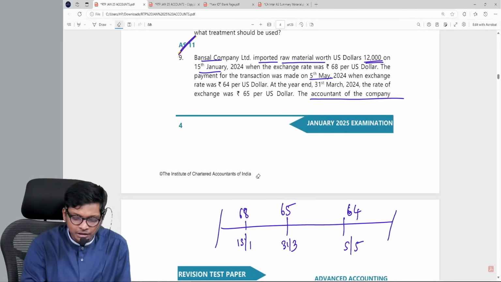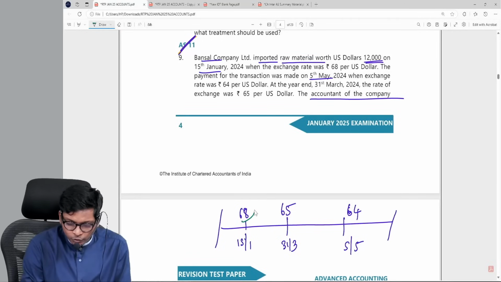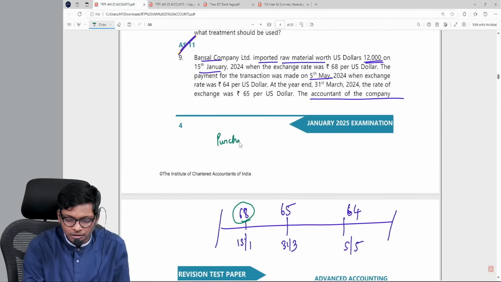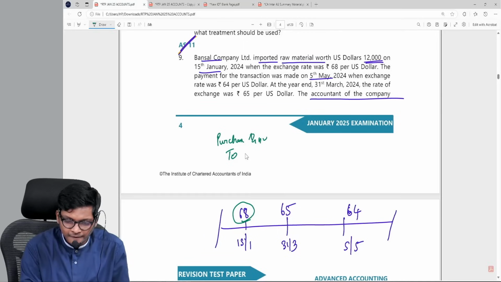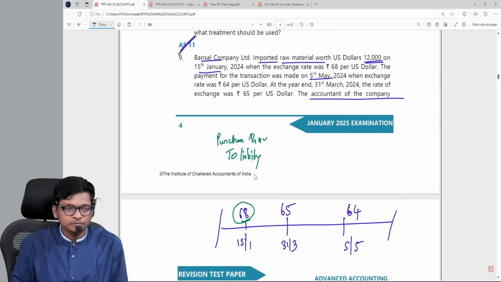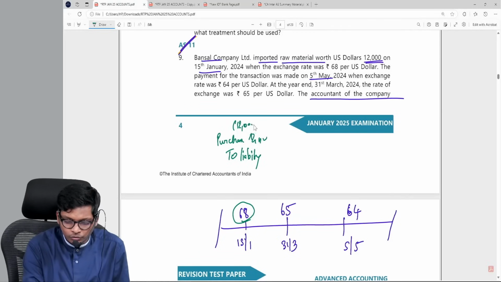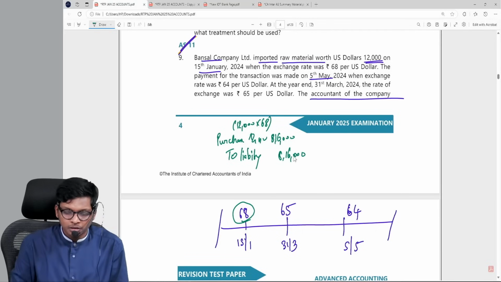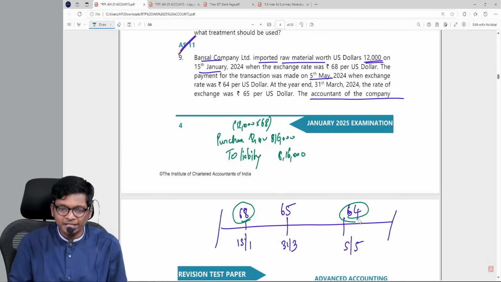AS 11 teaches us accounting. It says, first when you make the purchase, account for that rate. What is that? So, yet to pay, correct? So, purchase account debit to supplier. Imported from whom? Bansal company imported from whom they have not given, correct? Vendor. So, to liability vendor, I will write how much? 12,000 into 68. How much? 8 lakh 16,000. Correct? Later, when you are making the payment, you are paying for 64.